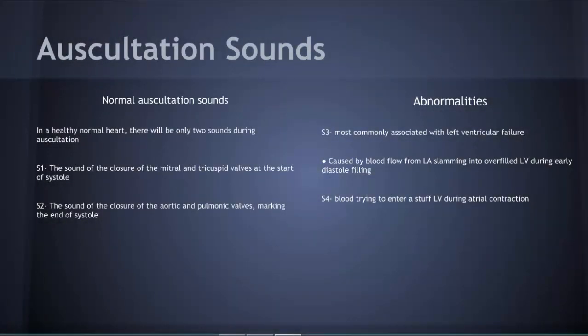There can also be heart murmurs heard during auscultation, such as valve stenosis, a valve that does not open fully, or valve regurgitation, a valve that does not shut fully.